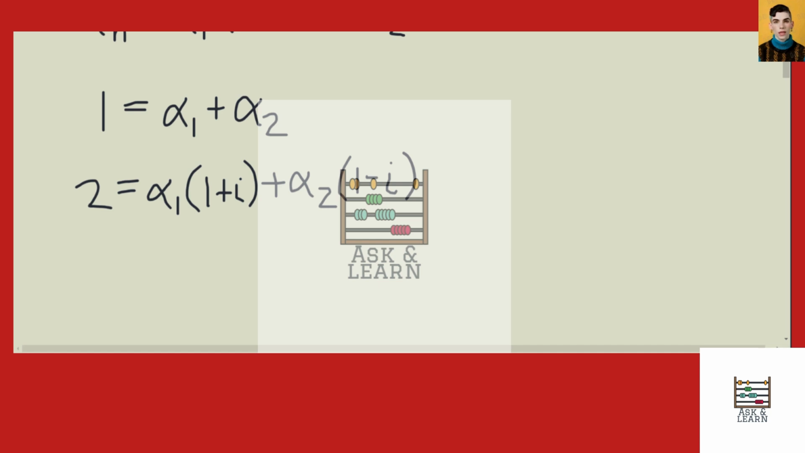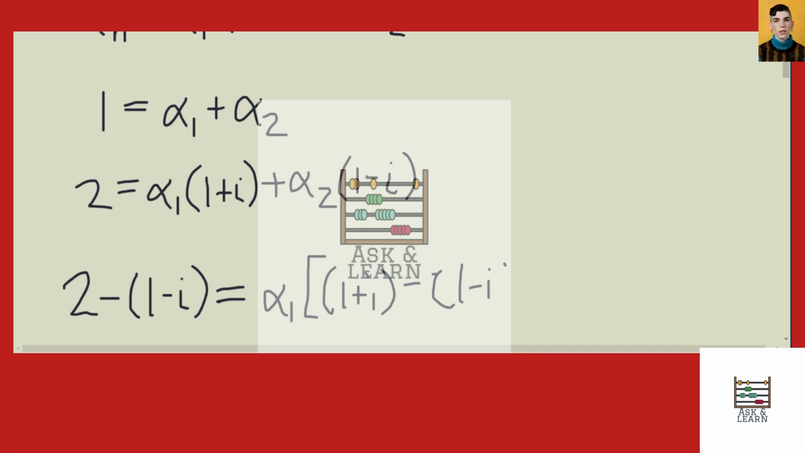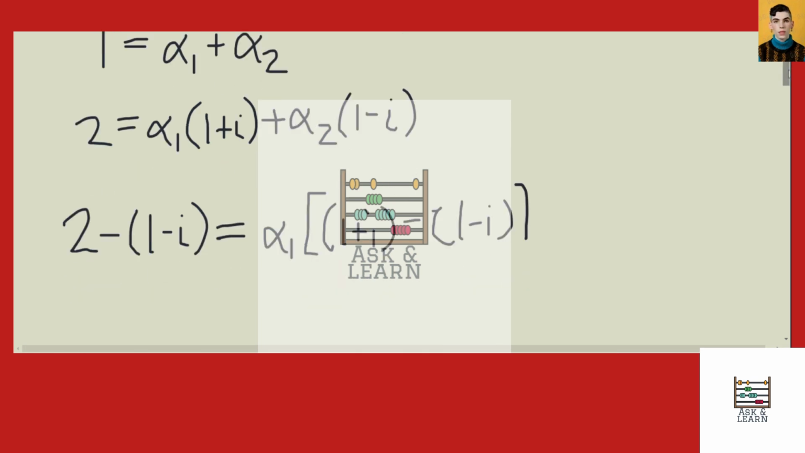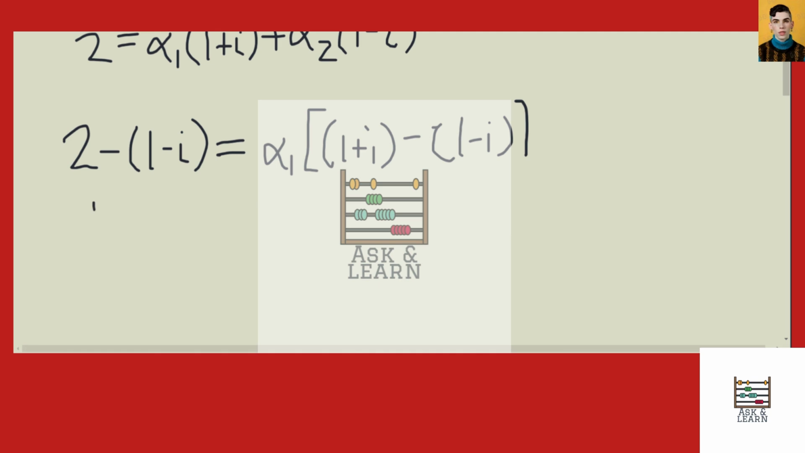Now we know that alpha 1 and alpha 2 could be complex numbers. So the best way to solve this is to subtract 1 minus i times equation 1 from equation 2. So we get 2 minus (1 minus i) times 1, which is simply 1 minus i. This is equal to alpha 1 times ((1 plus i) minus (1 minus i)), and the alpha 2's will cancel out. So on the left-hand side, we have 2 minus 1 is 1, so 1 plus i is equal to alpha 1 times, 1 minus 1 is 0, and i minus negative i is 2i.